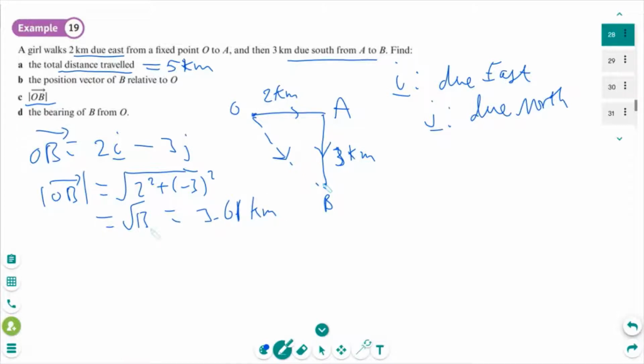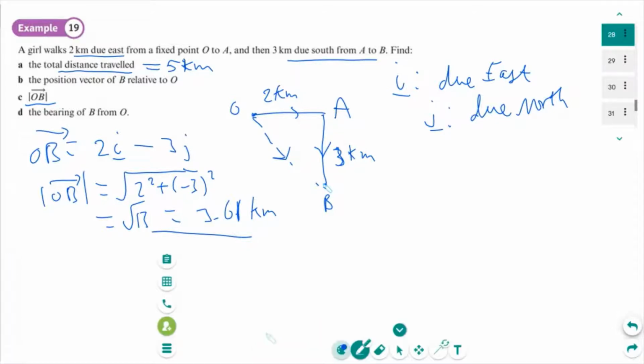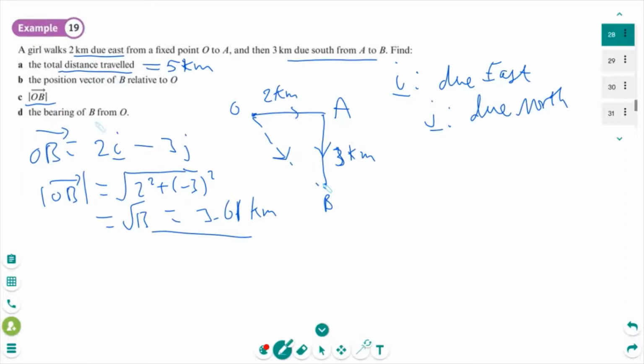The bearing of B from the origin. Bearings are always measured clockwise from the north line. So from O, you need to imagine the north line here. Bearings are measured clockwise from the north line, so this is the angle you want, where B is located. So you've got to add 90 plus this angle here.